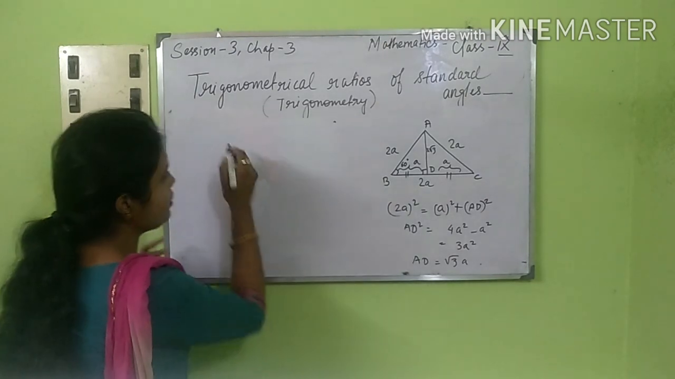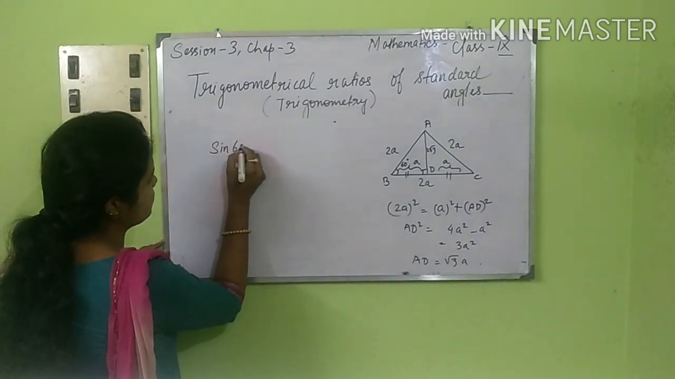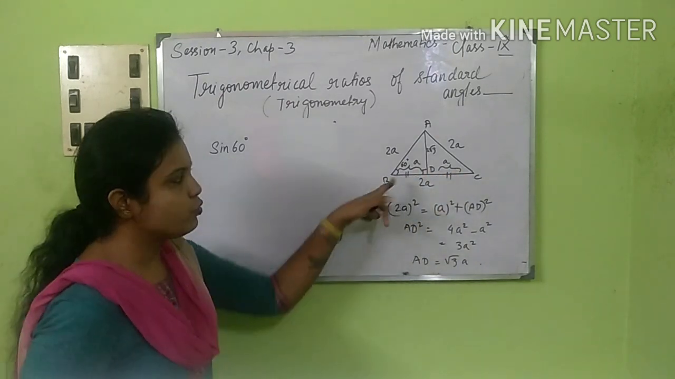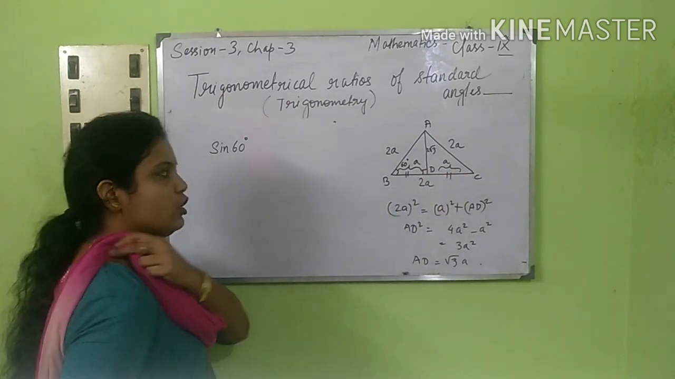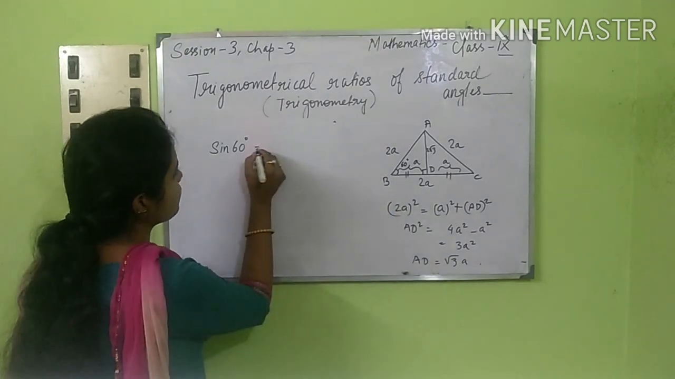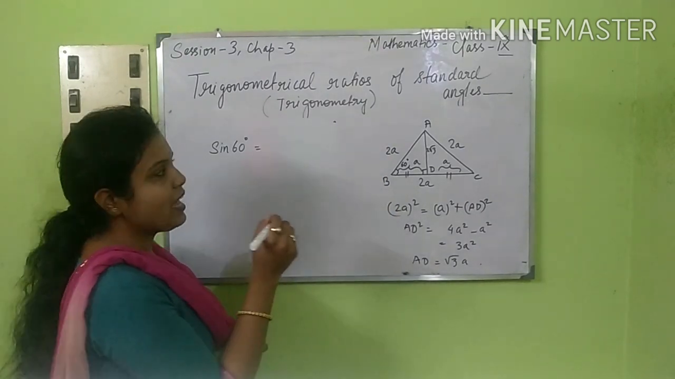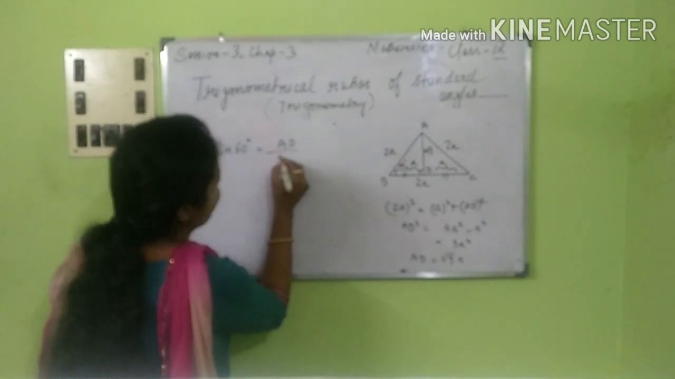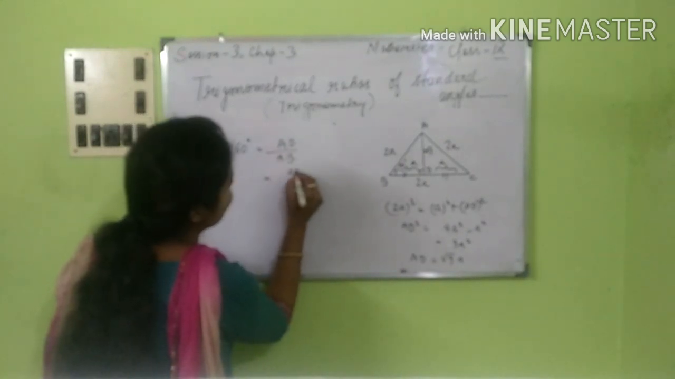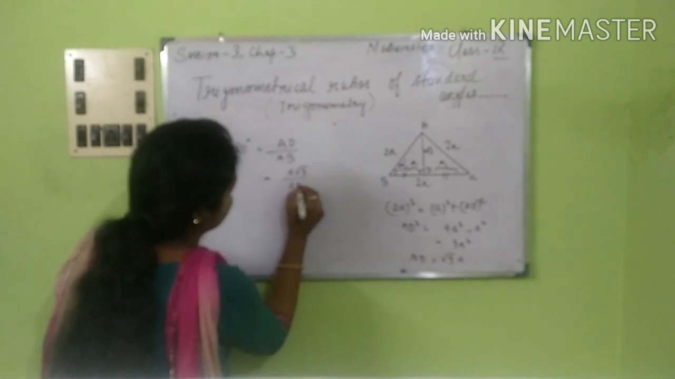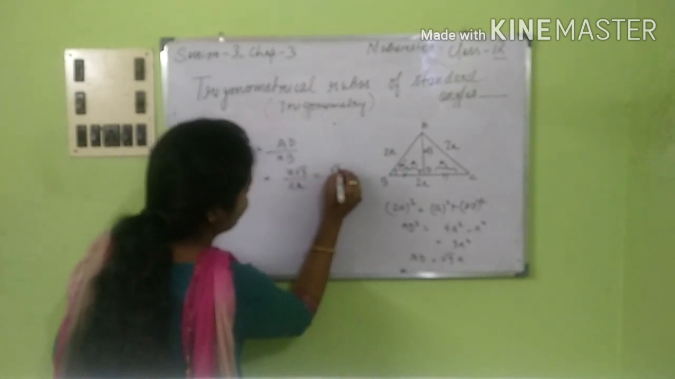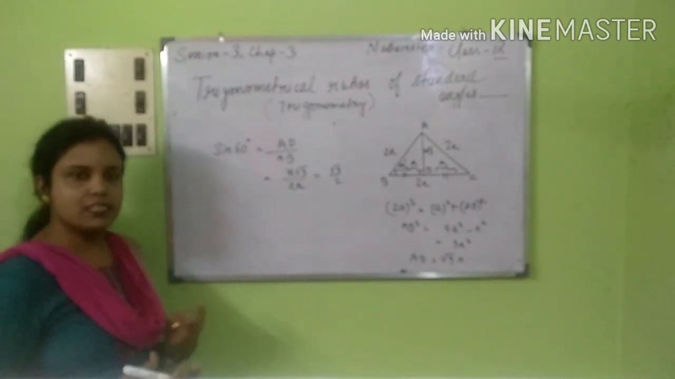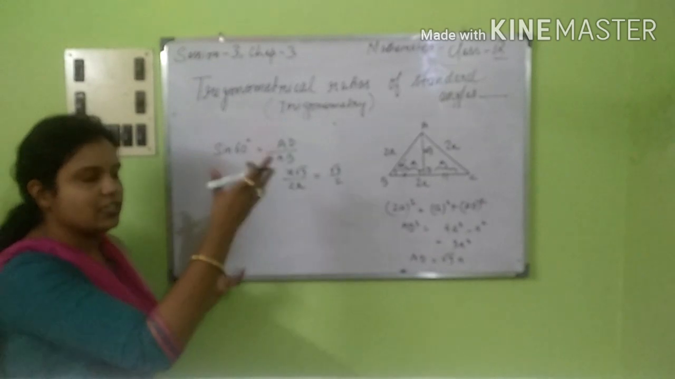Now, suppose we need to find out the value of sine 60 degree. Because angle B, or angle C, is 60 degree, we are going to take 60 degree itself. So sine 60 is equal to, we know, perpendicular by hypotenuse. Which is the perpendicular? That is AD by AB, which is a root 3 by 2a. Cutting off a, we are getting root 3 by 2. That is the exact value of sine 60. Sine 60 is root 3 by 2. That's what we have seen in the table.